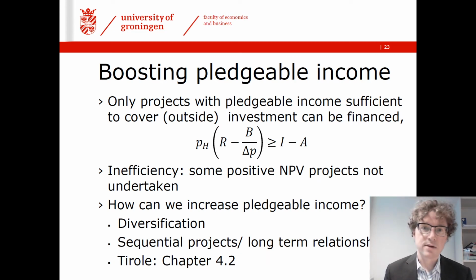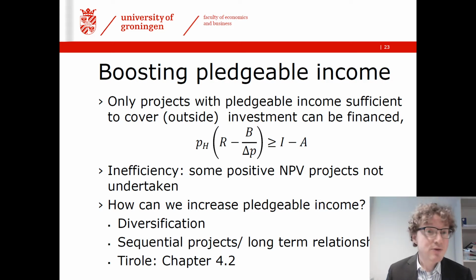So we saw that only if your pledgeable income from a project is sufficient to cover the I minus A that the outsiders are being required to put down, only in that case can the investment be financed. We also found that there's an inefficiency there, because even though a project might be positive NPV, if it doesn't meet this pledgeability or participation constraint, if you wish, the project will not be undertaken. So there's a loss there in efficiency.